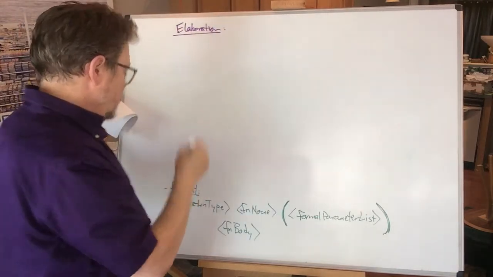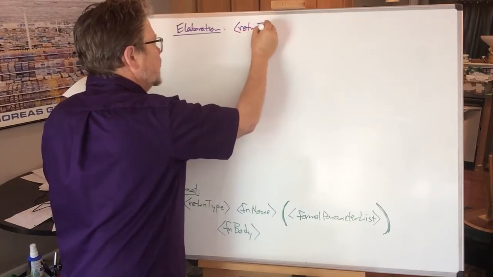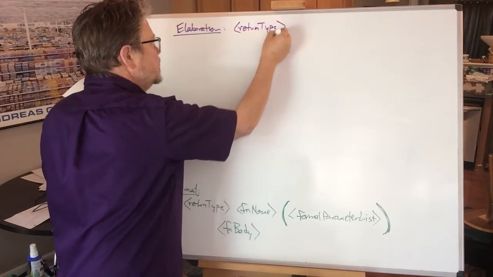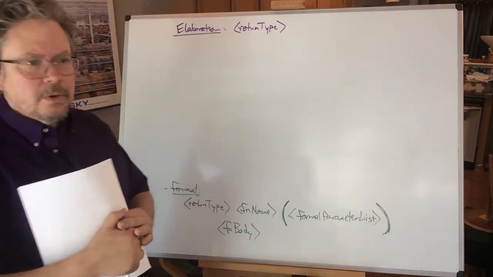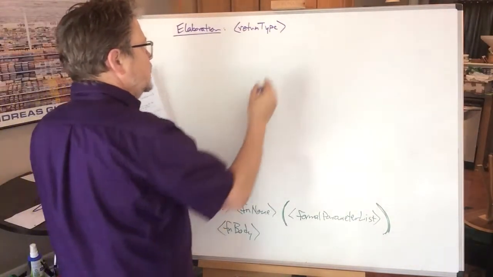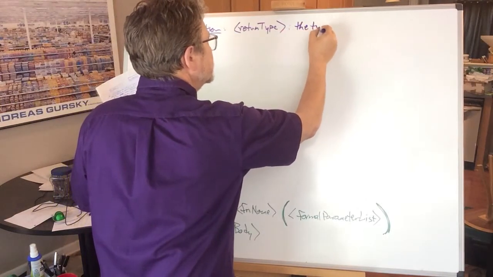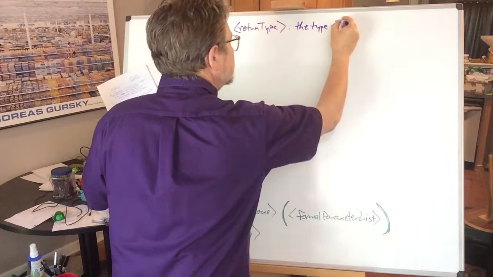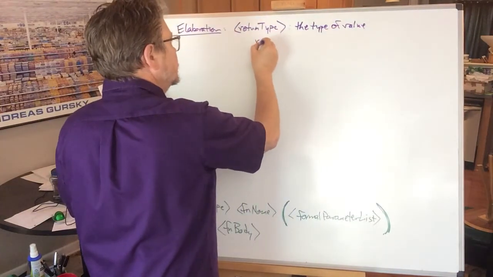Elaboration. Return type. I bet you could reverse engineer a reasonable description of return type all on your own, but I'll insult your intelligence and say that the return type is the type of value returned to the caller.